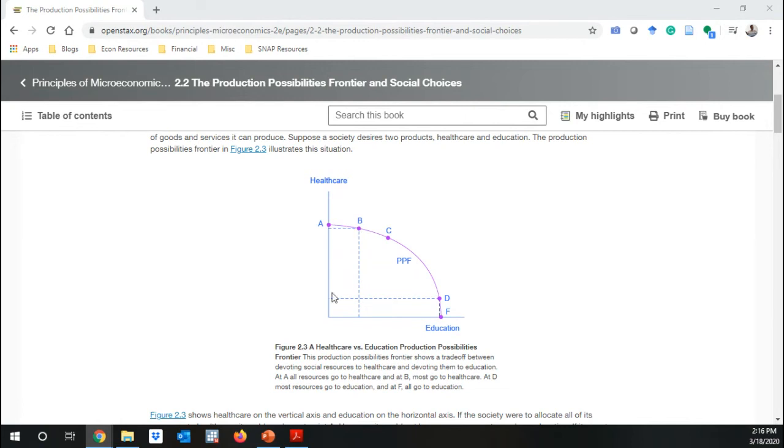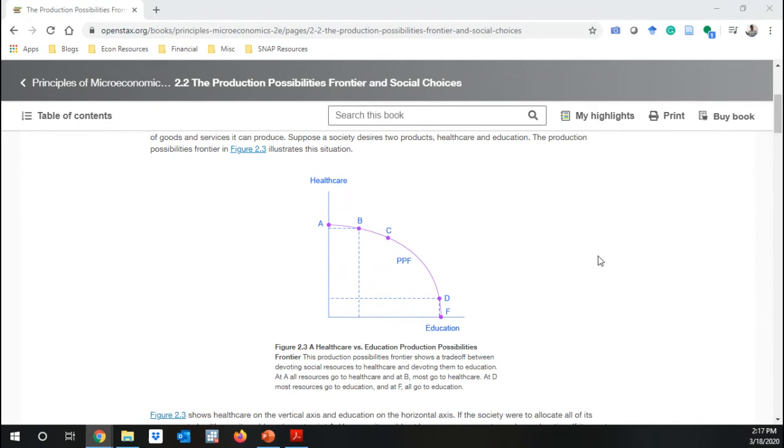We give up a little bit of healthcare, and we get a lot of education. However, by the time we get to point D to F here, we have to give up a lot of healthcare to get a very tiny bit of education. As we devote more resources from healthcare towards education, each additional resource produces less output. That is why the PPF is curved. It represents the opportunity cost of healthcare and education. That's just a quick graphical way of looking at scarcity.